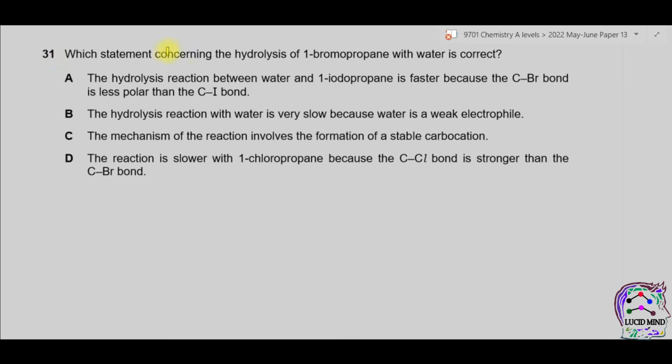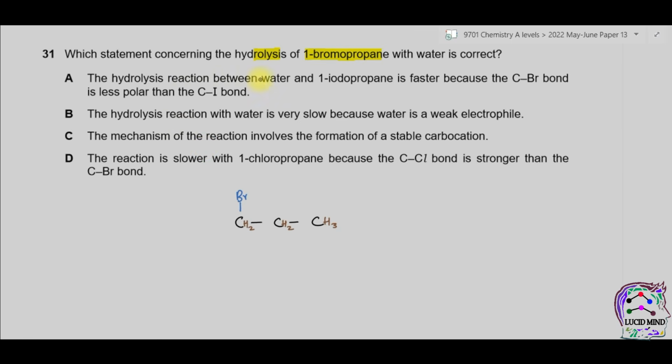Question 31. Which statement concerning the hydrolysis of 1-bromopropane with water is correct? Let's draw the structure of 1-bromopropane. We have 3 carbon atoms in propane. On the first carbon atom, bromine is attached. The rest are hydrogen atoms. So it is 2, this one is 2, this one is 3.